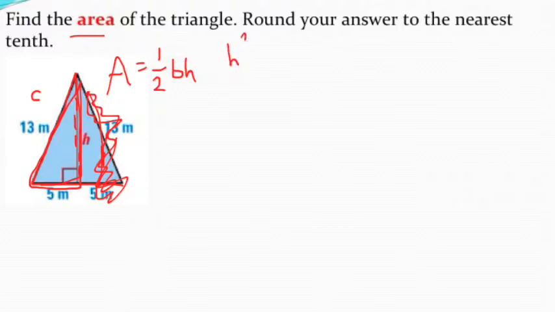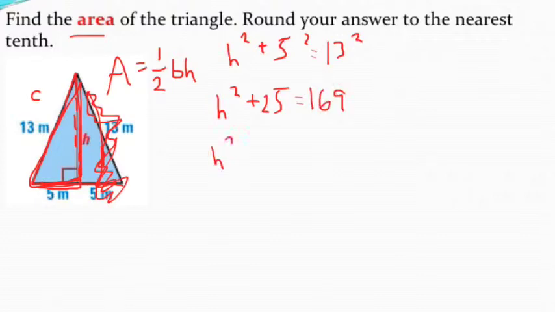So I'm going to say h squared, which is the height squared, not hypotenuse squared, plus 5 squared, which is this piece down here, is equal to 13 squared. So let's go ahead and solve that. I'll have h squared plus 25 is equal to 169. If I subtract 25 from both sides, I get h squared is equal to 144. And then, as you guys know, that's not the height. We still need to do the square root to get h by itself.